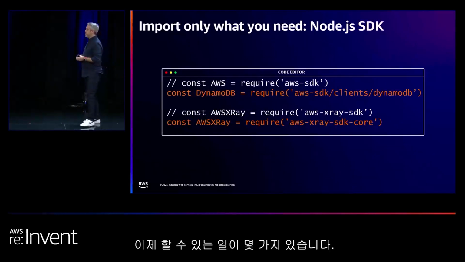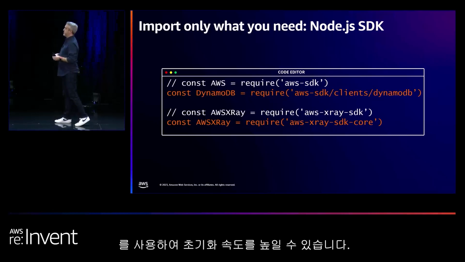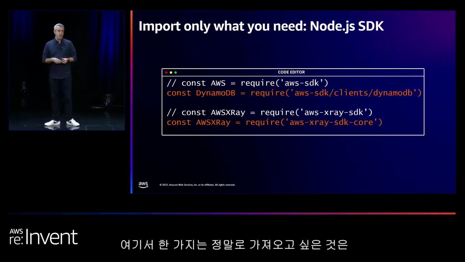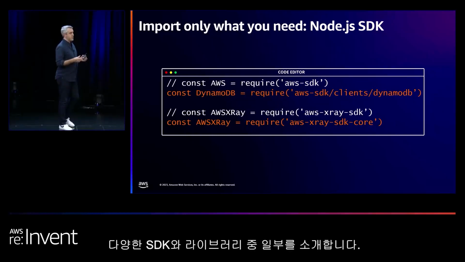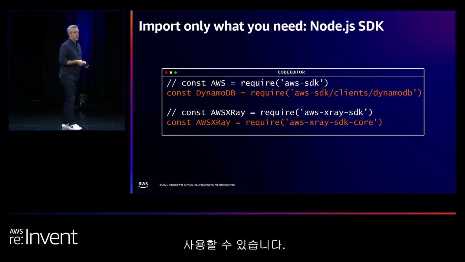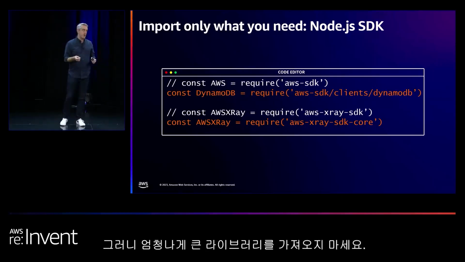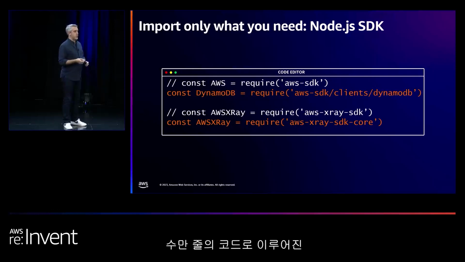Now, there are some things that you could do to help make the init faster for your functions. One is that you only really want to import the things that you need. Some of the various SDKs and libraries that you might be using will allow you to selectively import just certain aspects. So don't import a huge library that's got tens of thousands of lines of code if you only really need a small subset of that.